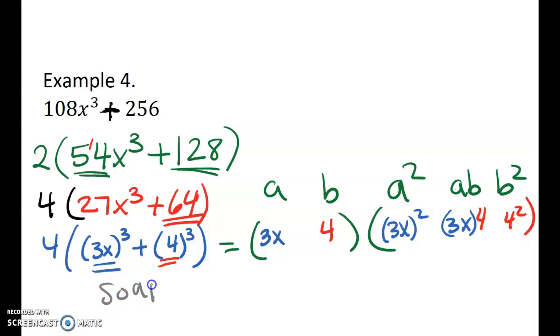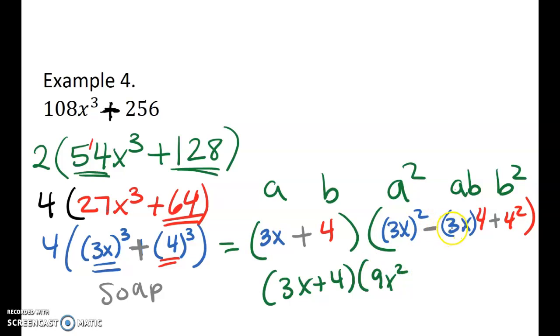Remember, soap or sop, same sign as this makes this a positive. Opposite sign makes this subtraction, and always positive makes this positive. So I'm going to reduce this. I'm going to get a 3x plus 4. 3x squared is 3x times 3x. That's a 9x squared. Then I have 3x times 4. Negative 3x times 4, so that's a negative 12x. This term right here, I got negative 12x. And 4 squared gave me 16.